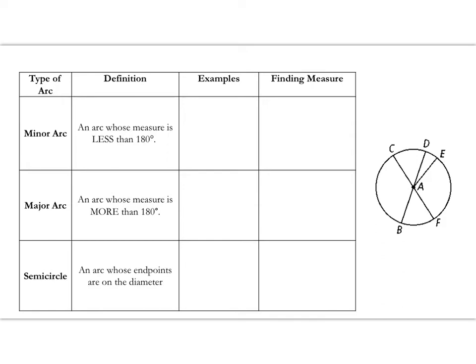A minor arc is an arc whose measure is less than 180 degrees. So when we name minor arcs, you're going to use two letters. Something like arc CD would be a minor arc. Arc DE is also a minor arc. Those are less than 180. So anytime it uses two letters, that's always going to be a minor arc, and they're always going to want you to go the quickest distance from C to D. So I'm going that way to go from C to D. I'm not going all the way around.